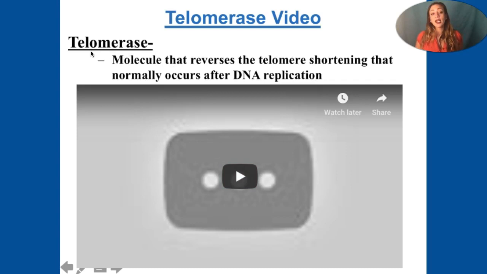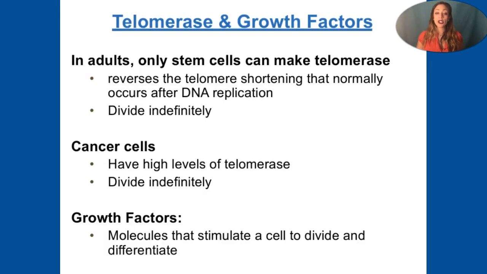But basically, telomerase is a molecule that reverses the telomere shortening that normally occurs after DNA replication. So instead of it getting shorter and shorter and shorter, we have an enzyme called telomerase, and that's going to help reverse that shortening process. So what kind of cells would have some telomerase in them? Because not all cells can have telomerase to continually divide throughout their whole life.